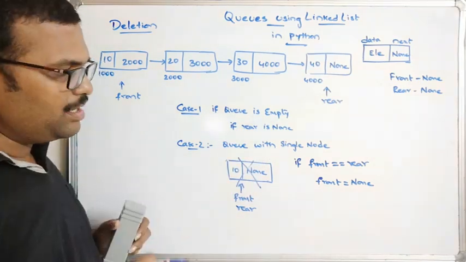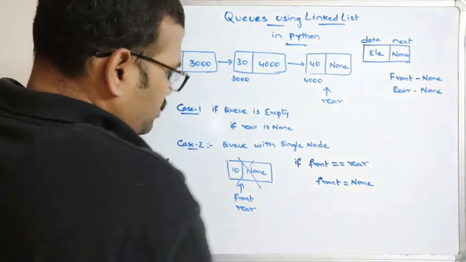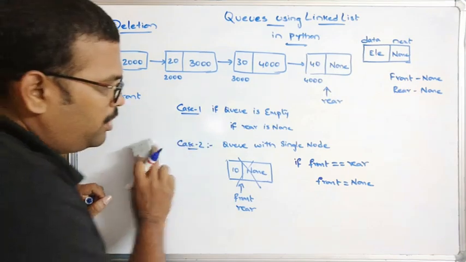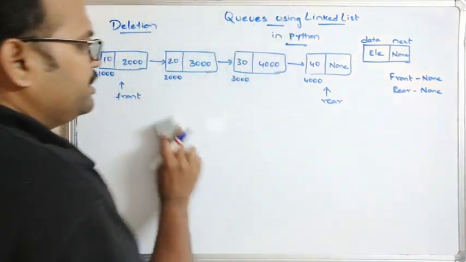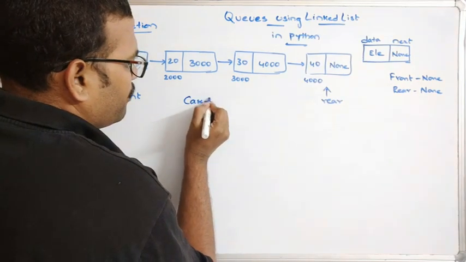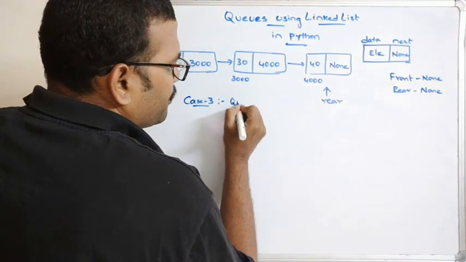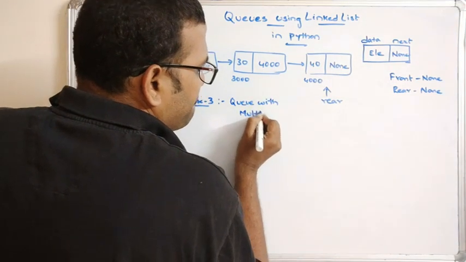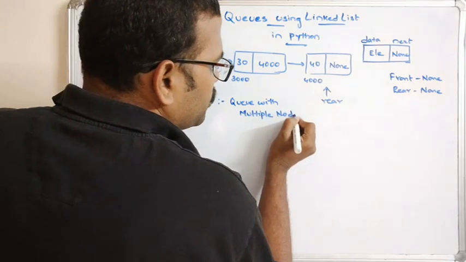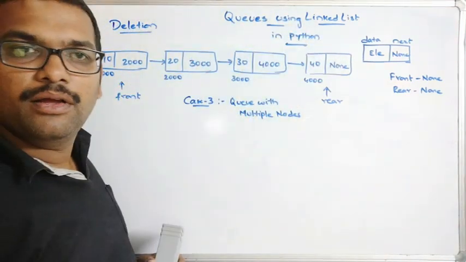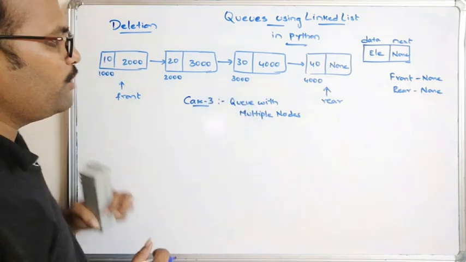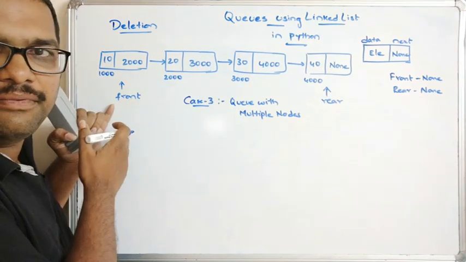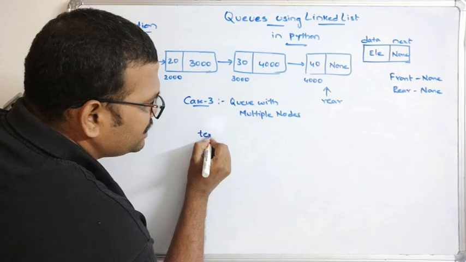Now the third case, queue with multiple nodes. So I am erasing this one. Hope you understood case 1 and case 2. Empty queue, queue with a single node. Then case 3, queue with multiple nodes. So let us take this example, 4 nodes. 4 nodes are there, right? So what we have to do, we need to change the front because the deletion will be done from the front end itself. Okay, so first initialize this front to temp.